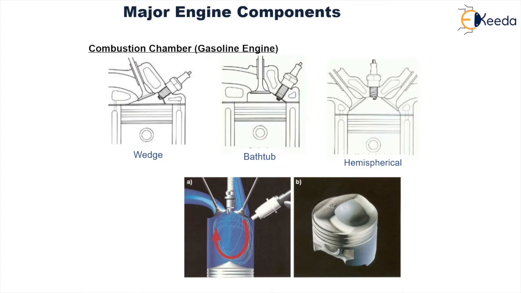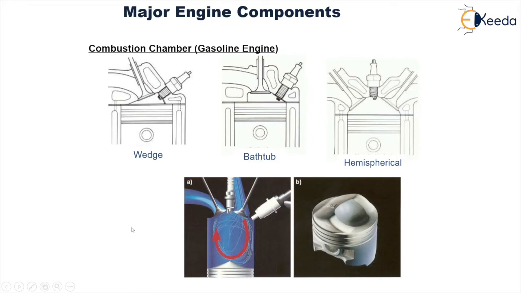You can see different types of combustion chambers shown here depending upon their shape. The first one is a wedge shape. This over here is the combustion chamber. You can see that the shape is in the form of a wedge, hence the name. Then next is the bathtub. The shape is like a tub, hence the name bathtub type of combustion chamber. And then you have the hemispherical. You can see this shape approximates a hemisphere, hence the name hemispherical combustion chamber.